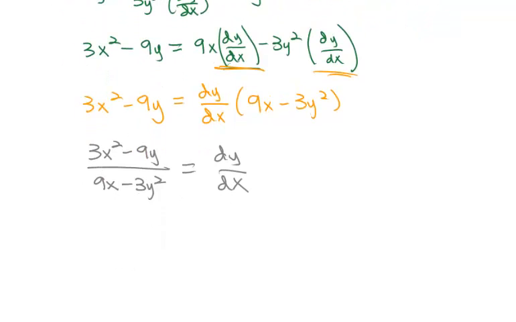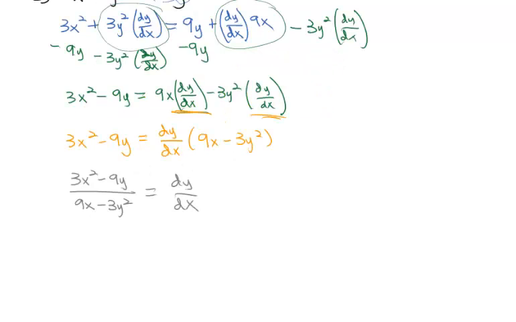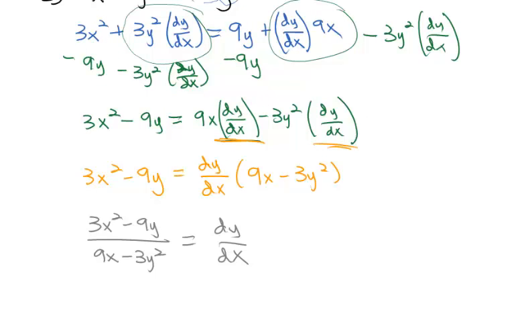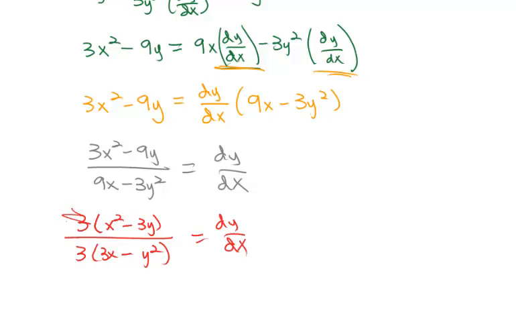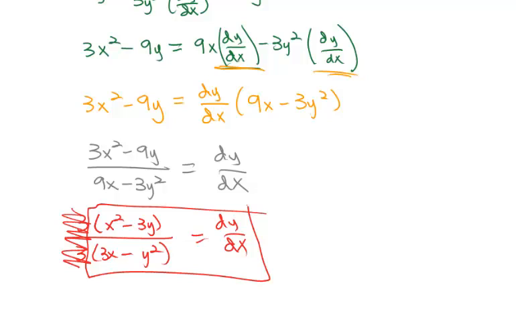Always check to see if you can factor and reduce, though. You might notice everything's divisible by 3. Dividing everything by 3, we've got 3 times x squared minus 3y over 3 times 3x minus y squared equals dy/dx. And then we can reduce out those 3's. So we have our final answer. The derivative of y with respect to x is x squared minus 3y over 3x minus y squared.